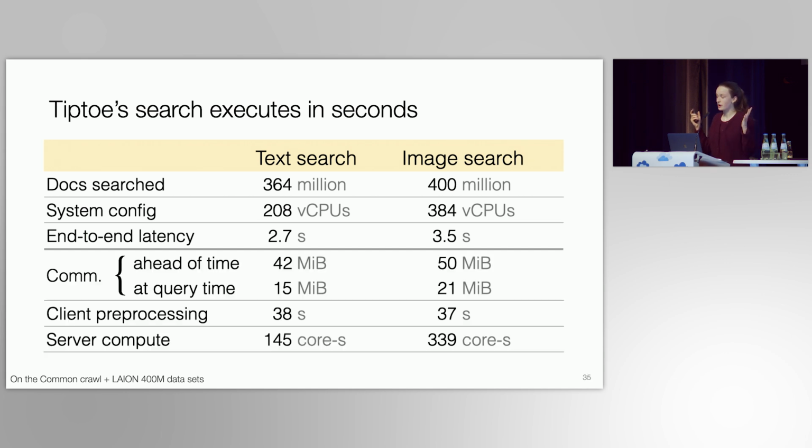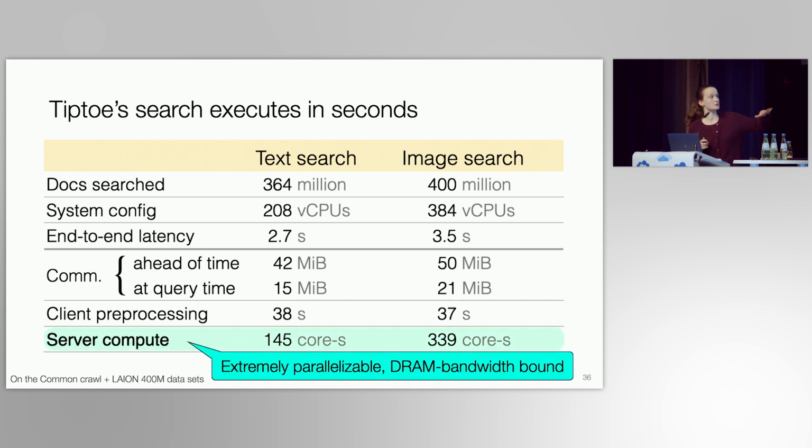So you might ask, where is this coming from? Well, the key reason why we can achieve low latency here is, first of all, because the server-side compute, which is on the order of hundreds of core seconds, is actually extremely parallelizable. So this is why we run our Tiptoe servers on a cluster of many commodity machines. And in fact, in our implementation, these servers are DRAM bandwidth bound.